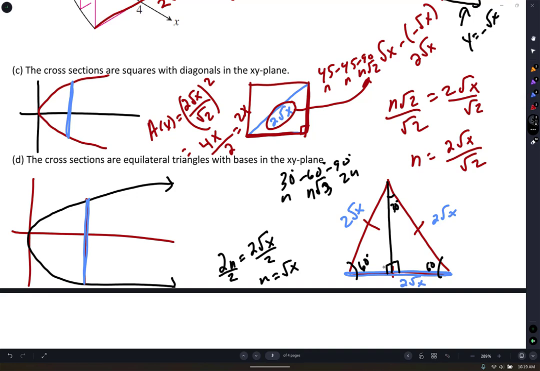Here's my long leg, and I'm going to put it right here. That guy is square root of x times square root of 3. Law of exponents: they both have a square root, so I can just go square root of 3x. They're both to the half. The height. The long leg.